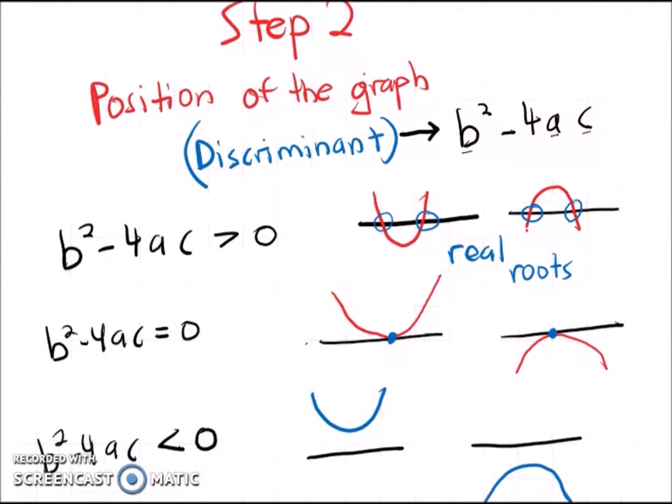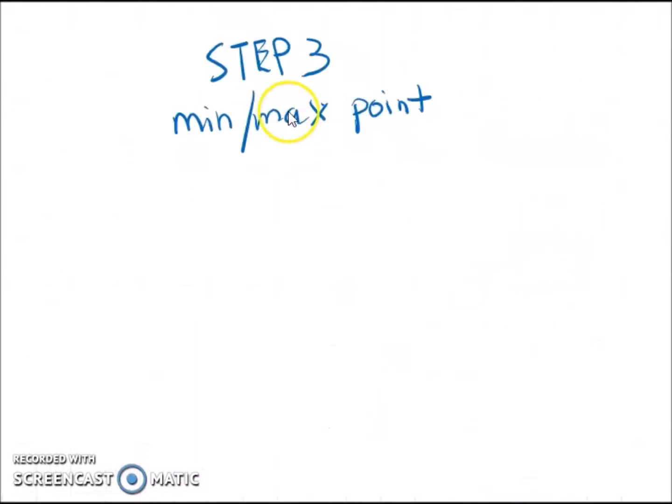Now let us move to step 3. For step 3, we will identify the minimum or maximum point. What is a minimum point? A minimum point is when your a is more than 0, or positive. When you have a smiling curve, we call it the minimum graph. And this is the minimum point. So I just write here, it is a minimum.